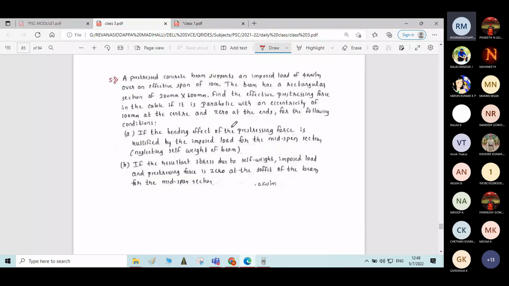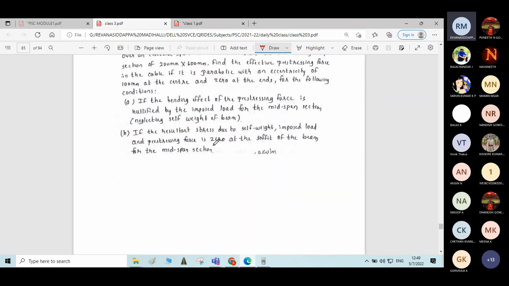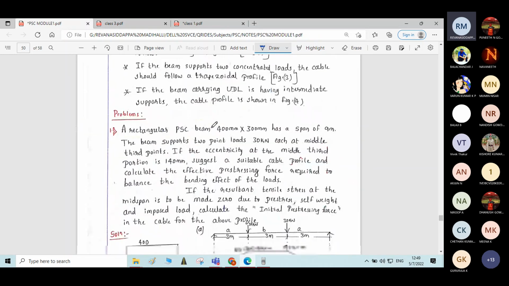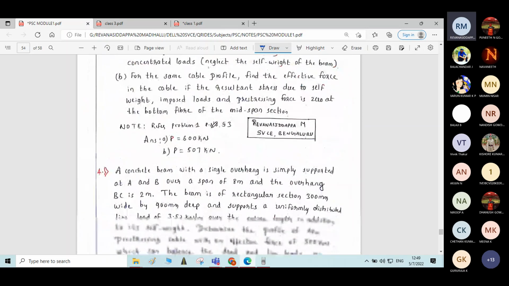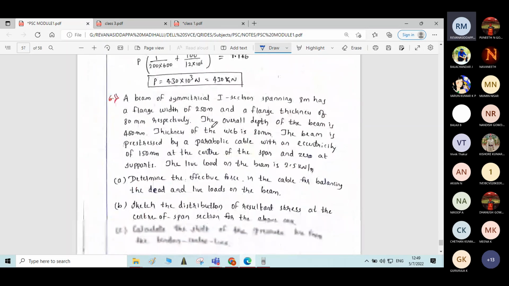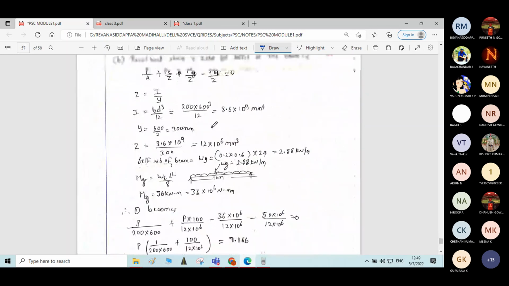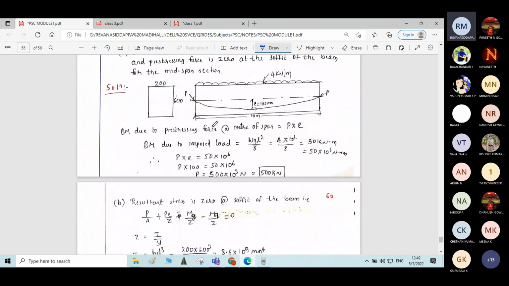You need to find the magnitude of the pre-stressing force to balance the moment due to load. That is the first question. And if the resultant tensile stress is 0, what should be the magnitude of the pre-stressing force? All of you solve it. If you get any doubts, anytime you can contact me. Because it is a similar kind of problem, I am not going to solve it. Only the small difference is the loading condition. There, two point loads are given. Here, a UDL is given. Only the difference will be in the calculation of the moment.